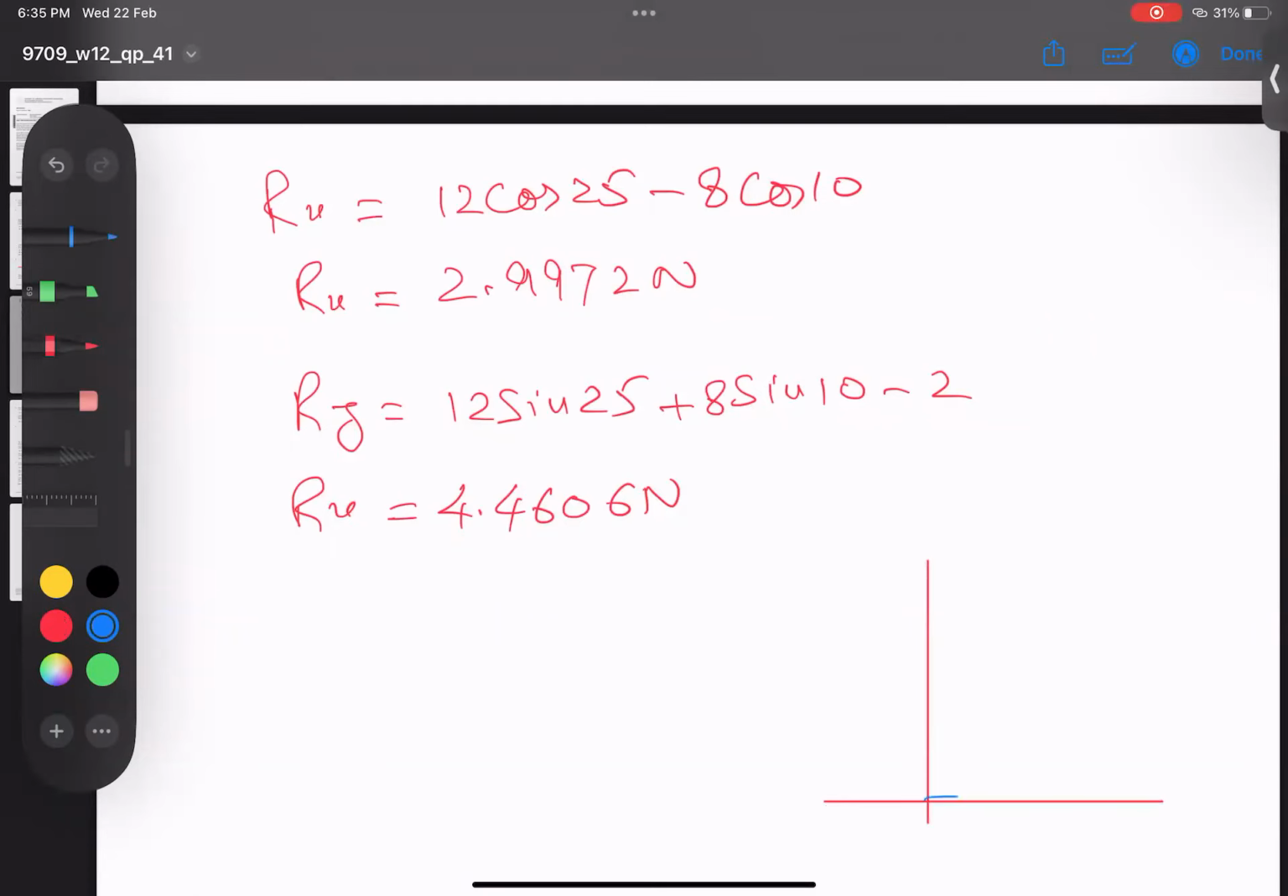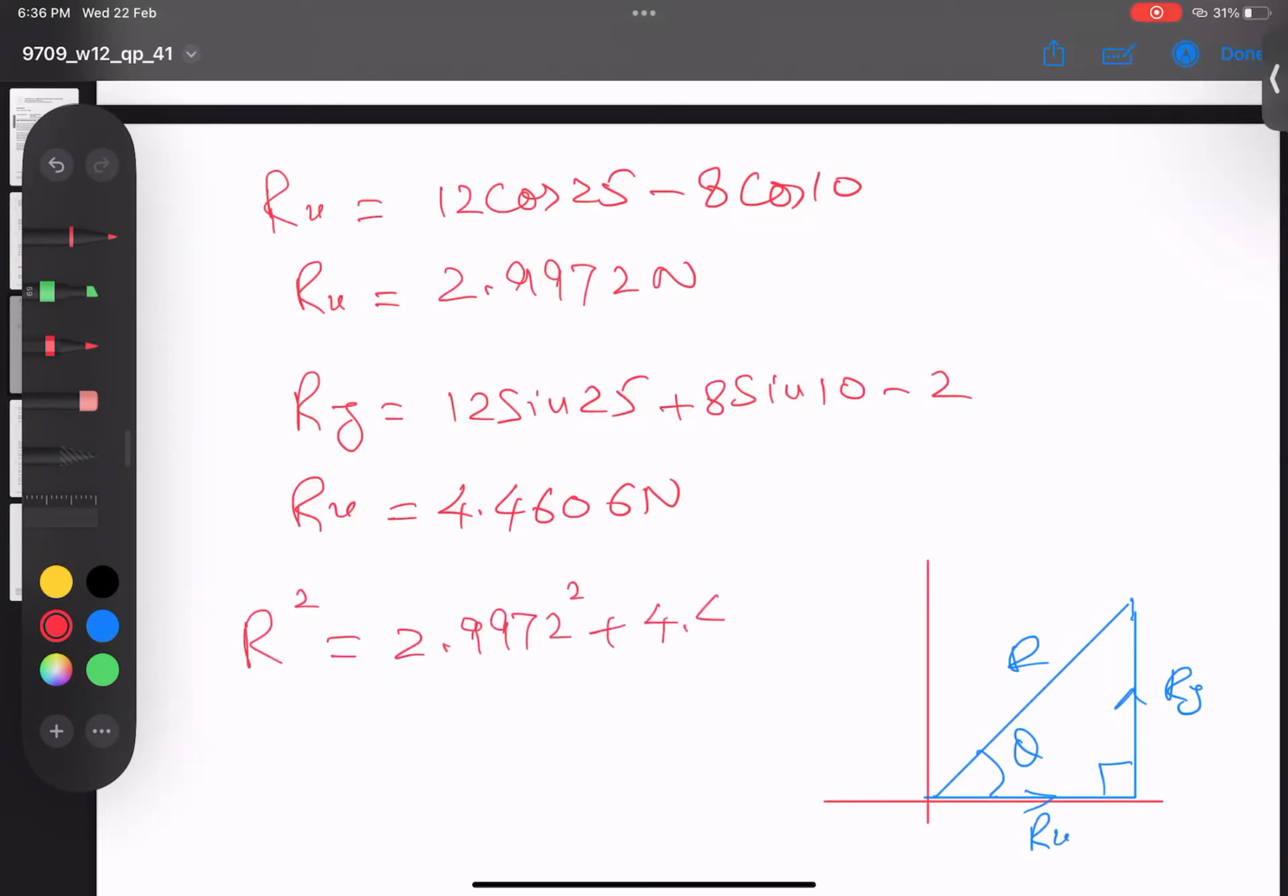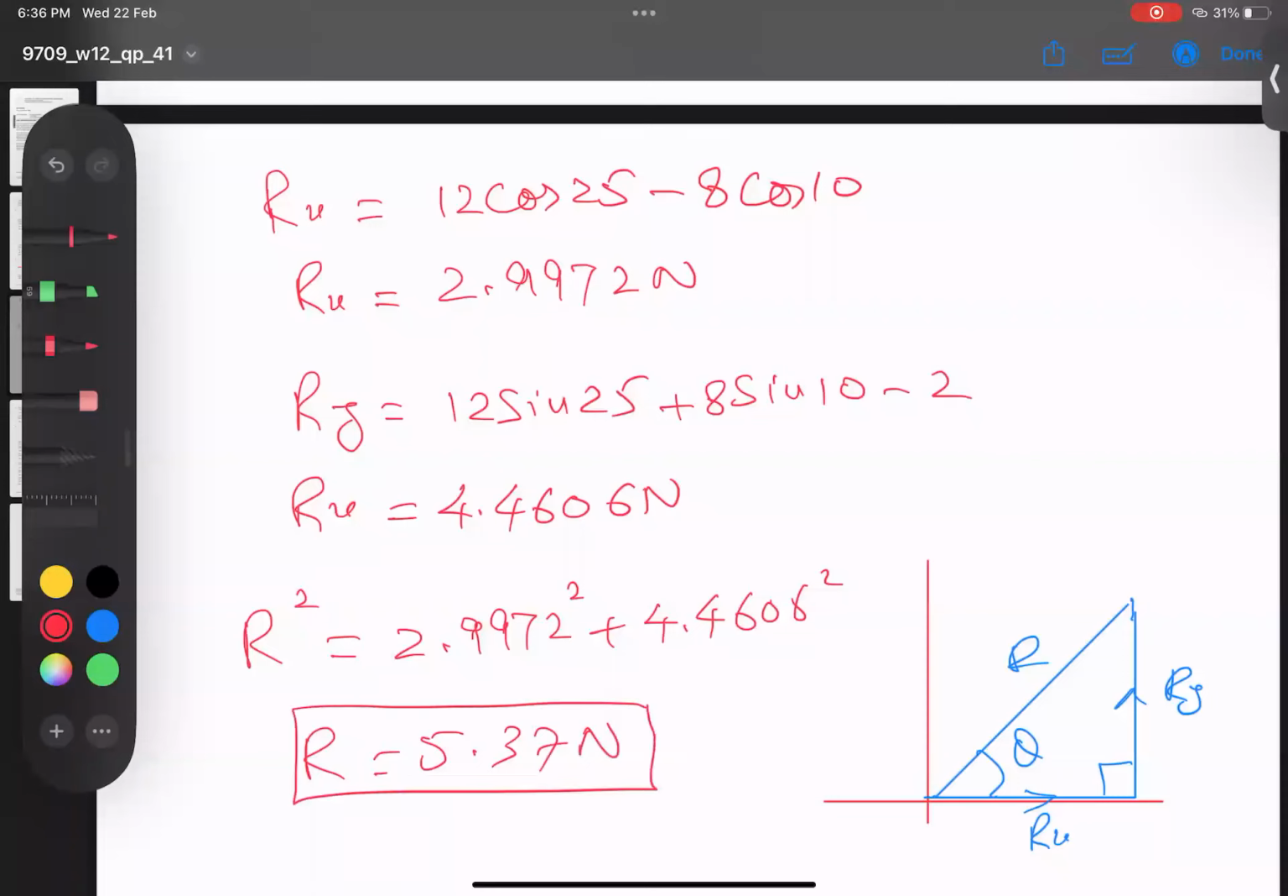According to the situation, I make this diagram. Rx is acting this way, and Ry this way, and this is called the resultant. This is Rx, at 90 degrees to Ry. I will get this angle in this process, but I'll talk later about the reason. This means 2.9972 squared and 4.4606 squared. When I type it, the answer is 5.37 newtons. This is my resultant force. This is what he was asking for.